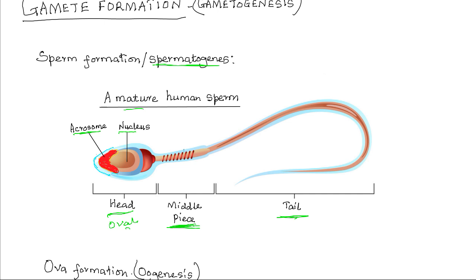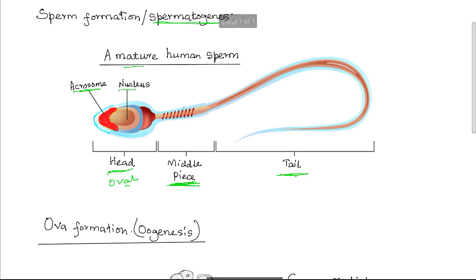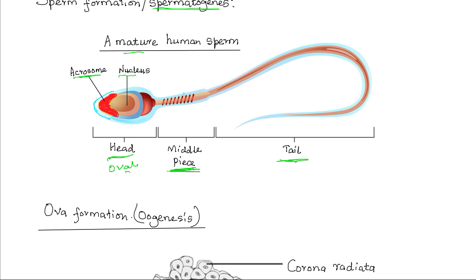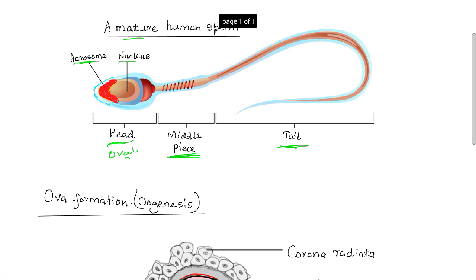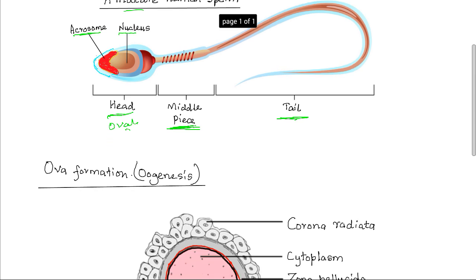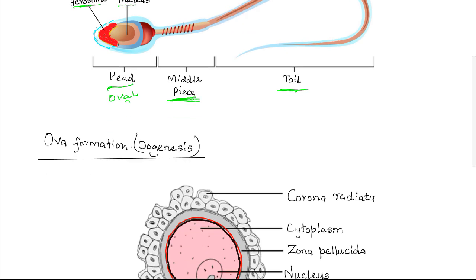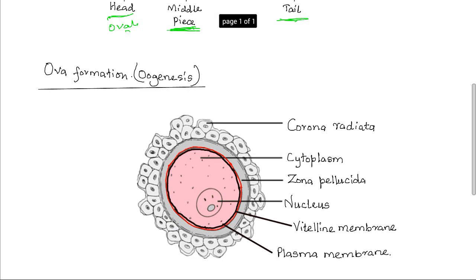to bring about fertilization. Ova formation, on the other hand, also known as oogenesis, takes place in the ovaries. Unlike spermatogenesis, which begins at puberty, oogenesis begins before birth and then stops. Then it resumes at puberty. Once formed, a mature ovum is released into the fallopian tube, and it looks like this.